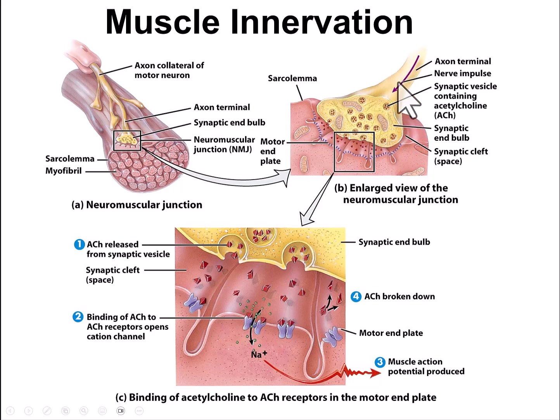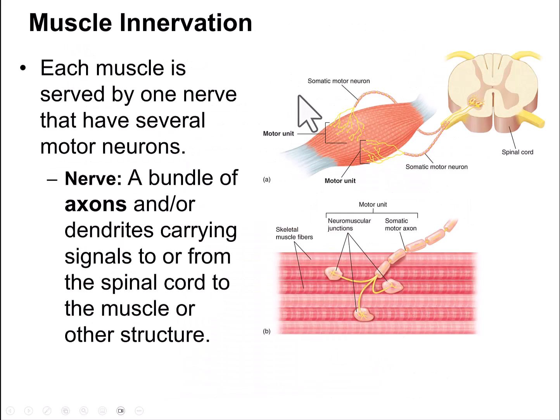And here we have the end of the neuron called the synaptic end bulb or axon terminal or terminal bouton. There are a lot of different terms for this, but it's going to synapse with the skeletal muscle. We'll talk about what's happening here in stimulating that skeletal muscle in the next video. When looking at muscle innervation, typically a skeletal muscle is served by one nerve that has several motor neurons.